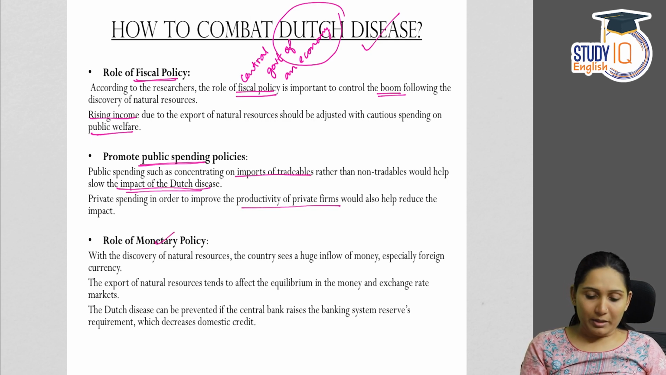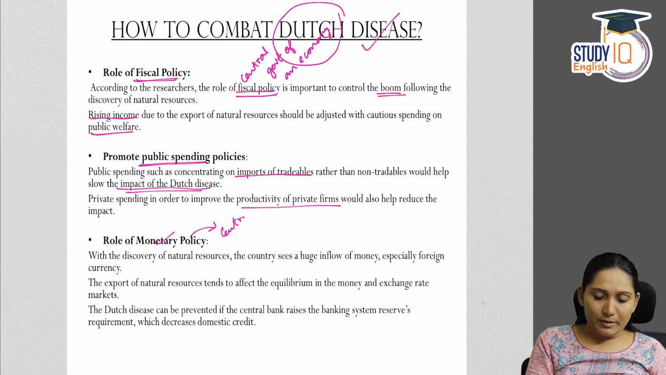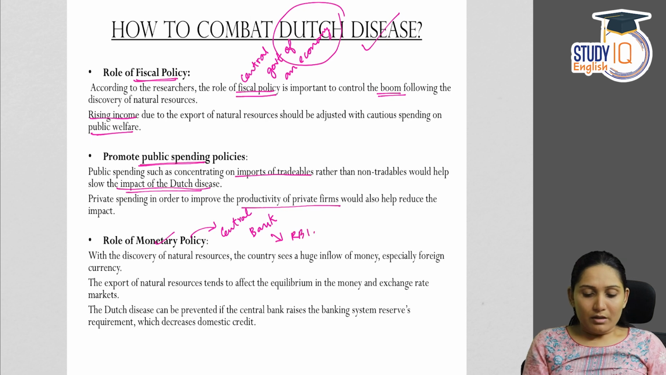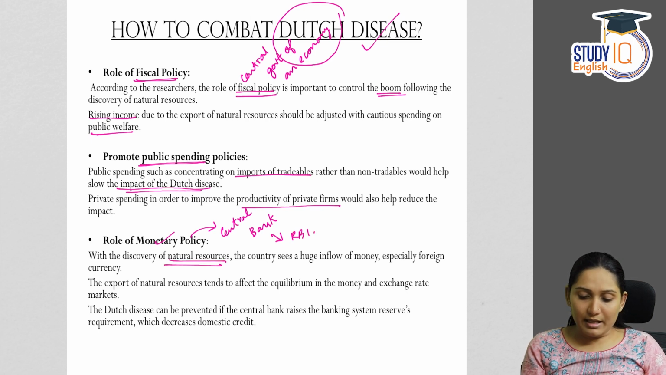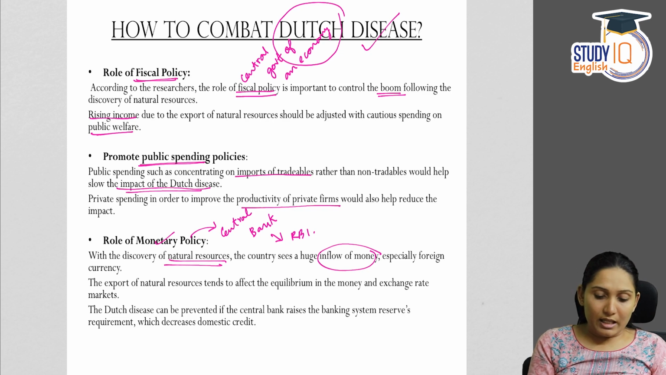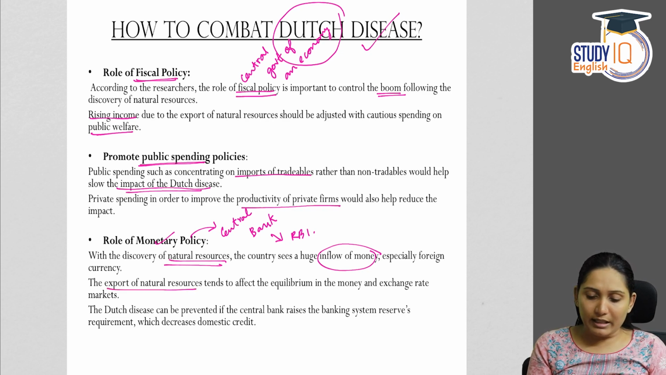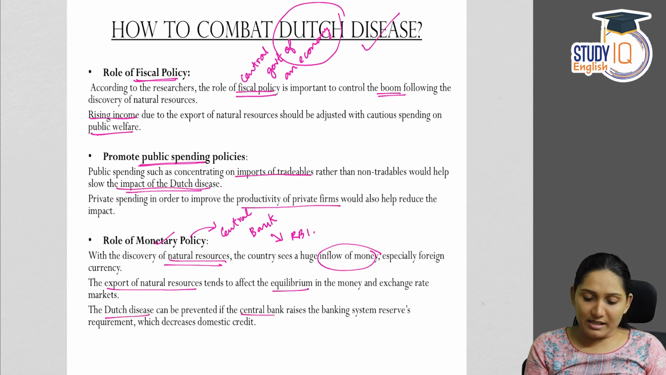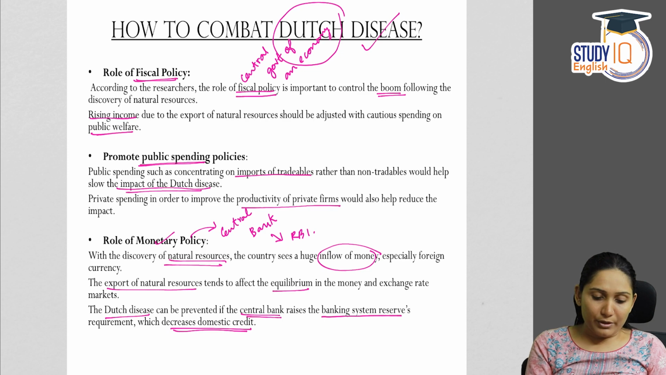Next is the role of monetary policy. In an economy, monetary policy is taken by the central bank of that economy. In case of India, it is done by the RBI. With the discovery of natural resources, the country sees a huge inflow of money, especially foreign currency. This is exactly what happens when there is a discovery of resources. The export of natural resources tends to affect the equilibrium in the money and exchange rate market. The Dutch disease can be prevented if the central bank raises the banking system's reserve requirement, which decreases the domestic credit.